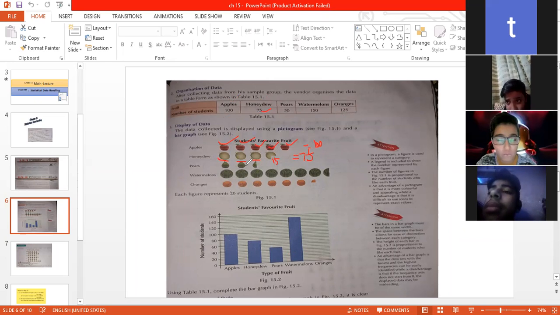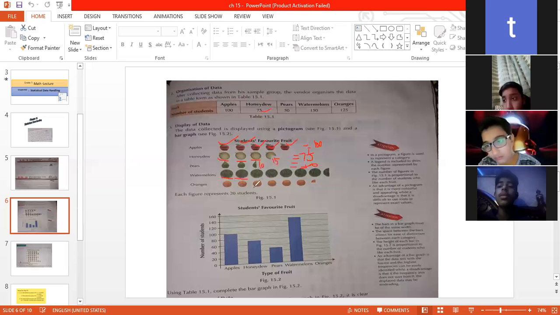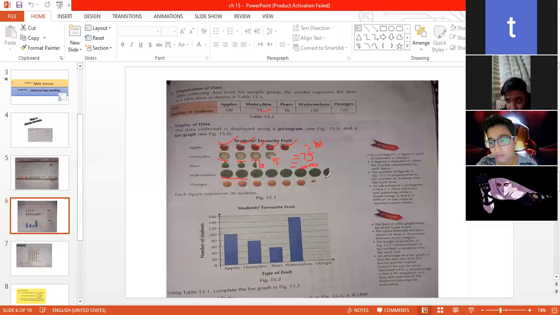20 plus 20 is 40. And half of the pear is representing 10. 40 plus 10 is 50. Clear? Now come towards the watermelon. 20, 20, 20, 20, 20: 20 plus 20 is 40, 60, 80, 100, 120, 140, and half of the watermelon makes 150. Clear? Now come towards the oranges.